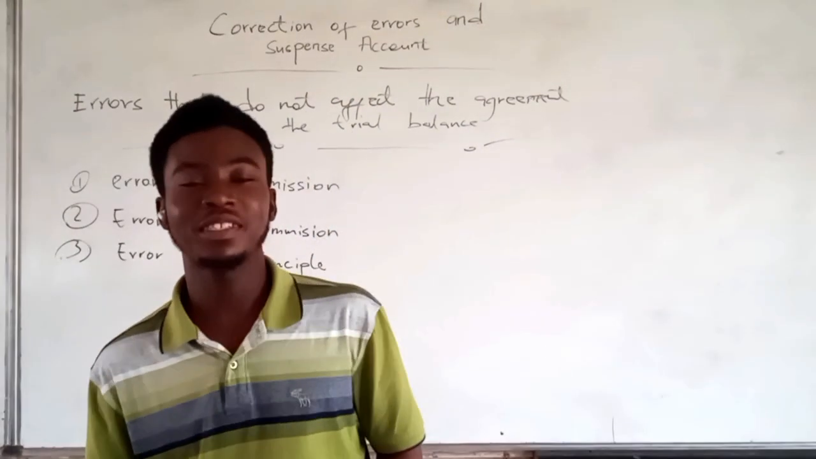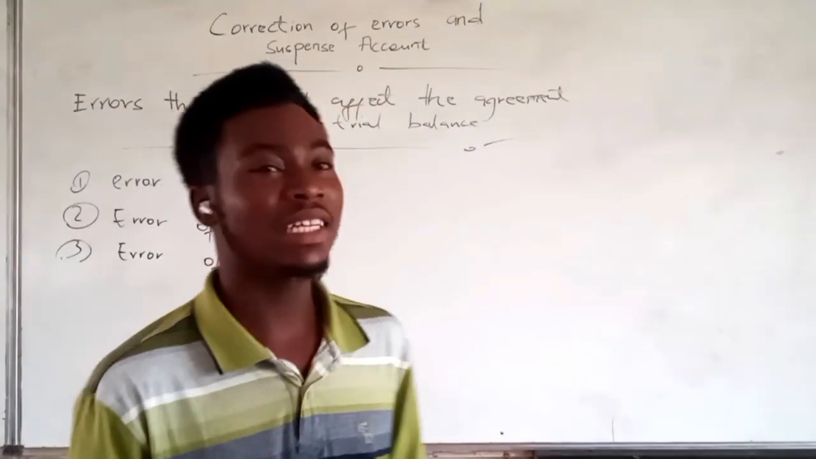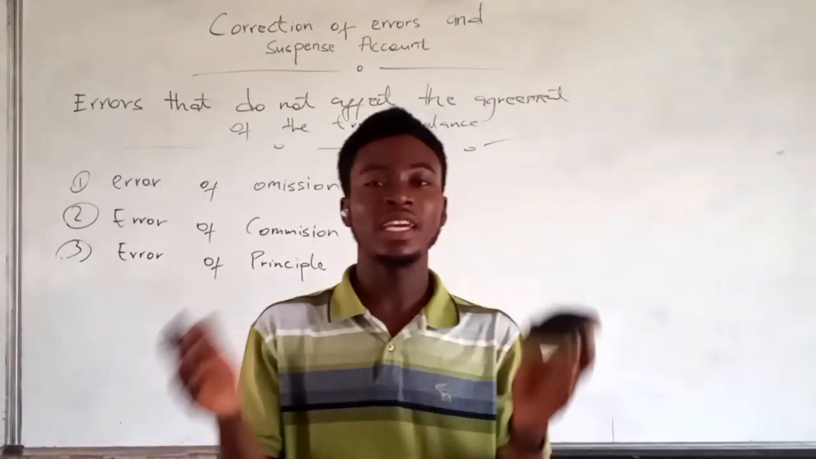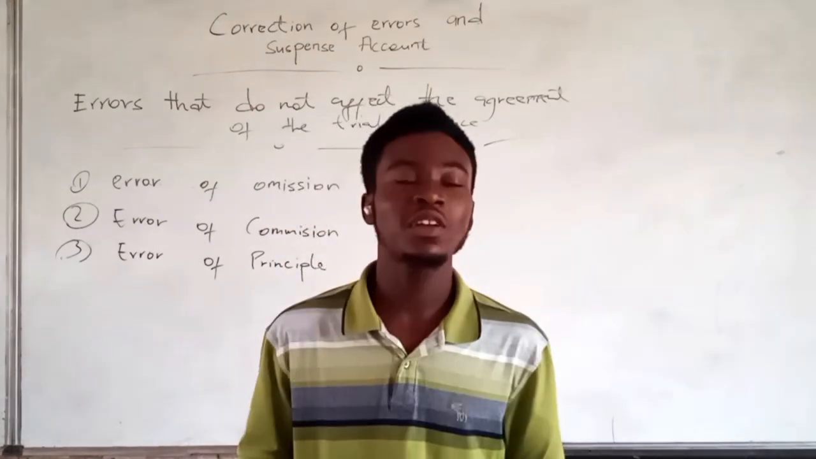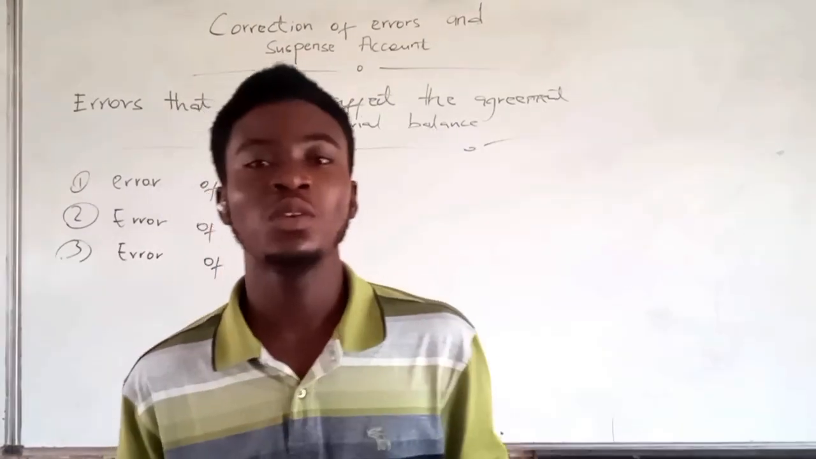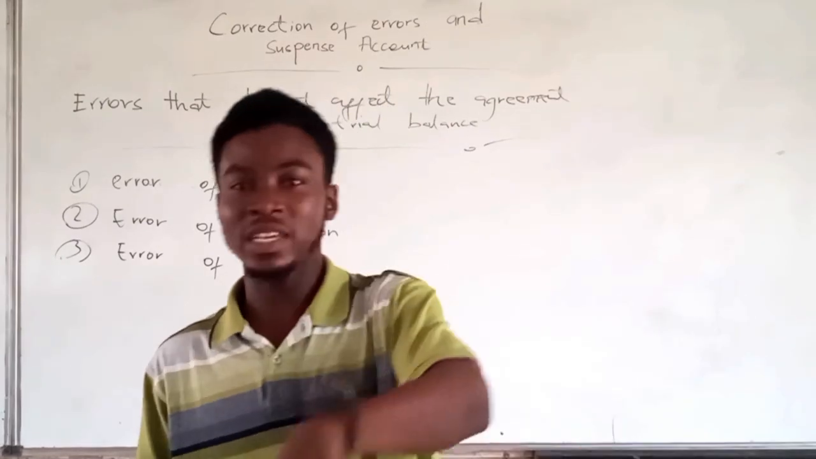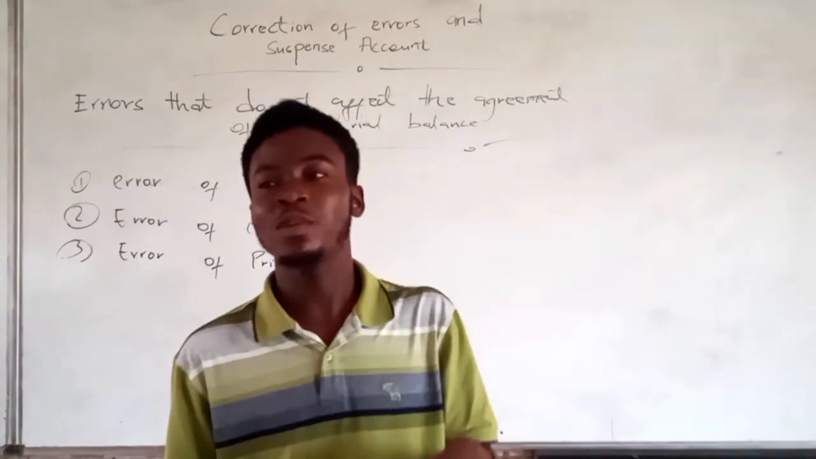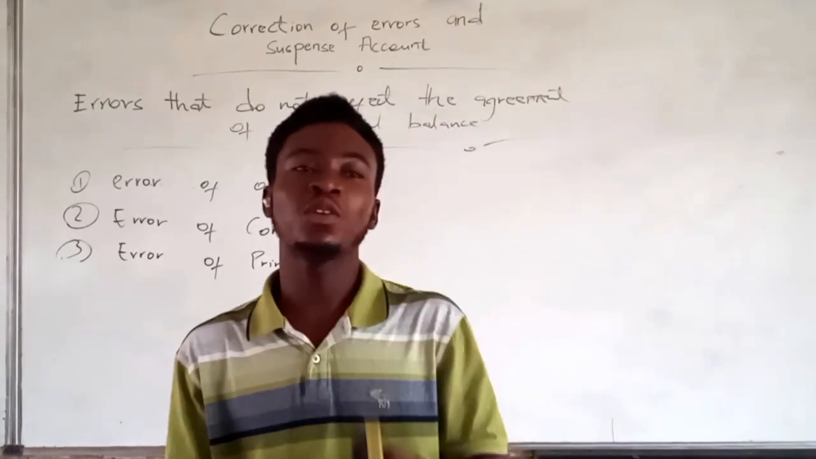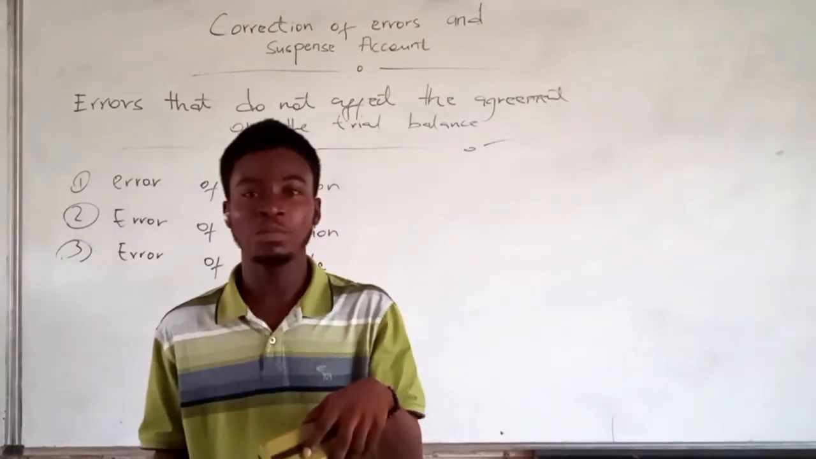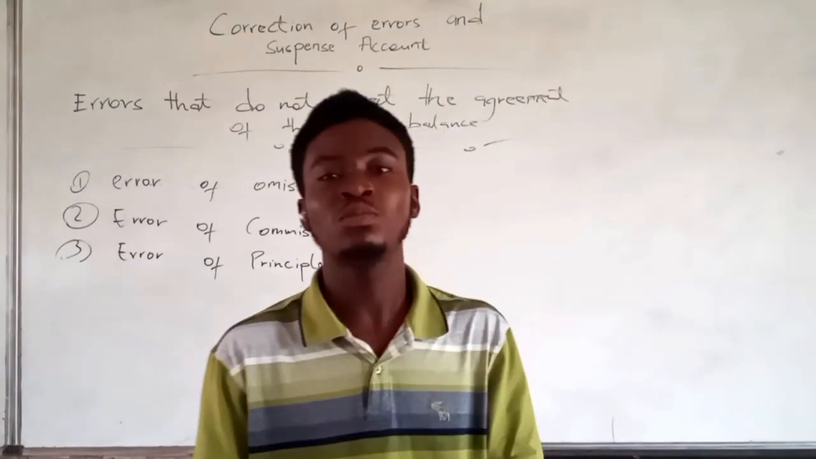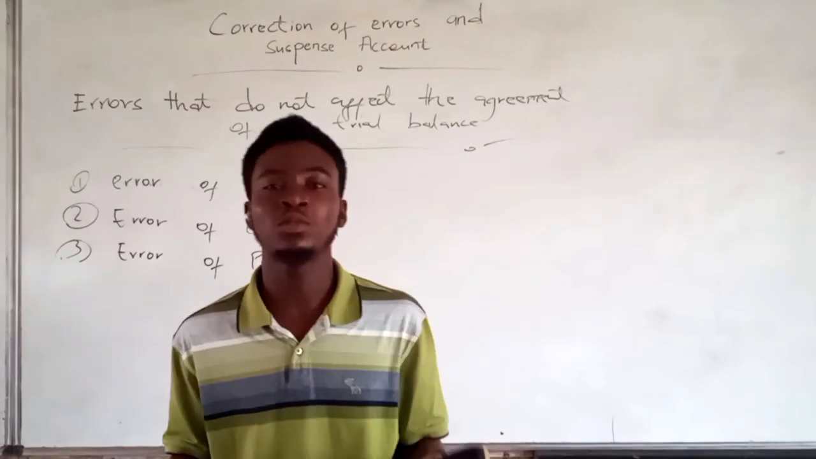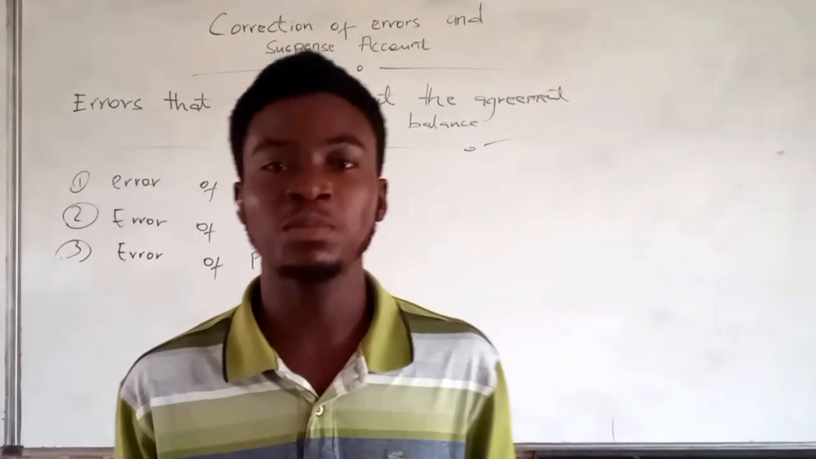Let's talk about the error of principle. When we say error of principle, let's say we bought a motor vehicle for 2,000. Instead of recording it in the motor vehicles account, we went ahead and recorded it in the motor repairs account. Motor vehicle has a debit balance. Motor repairs also has a debit balance. So if we record the motor vehicle in the motor repairs account, even though the trial balance is going to balance, we have committed an error. That's error of principle. We didn't obey the principle of accounting.